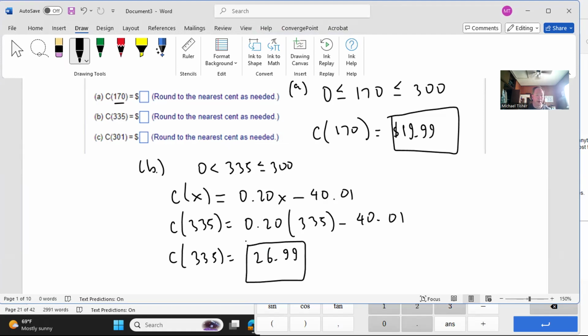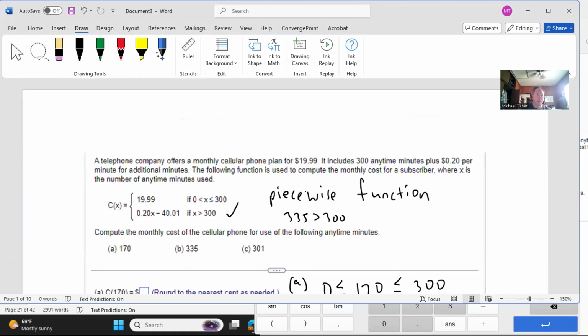Now let's check out the C part. This time we're given c of 301. So again, we have to choose which function applies. Let's go to the first one. This would mean 0 less than x. In this case, x is 301, and we know that's true. Then we have less than or equal to 300, and 301 less than or equal to 300 is not true. So we don't use the first one, which means we must use the second one.